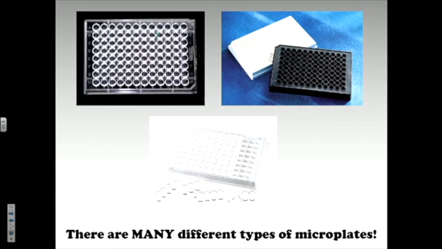They can either come as one big chunk of plastic like this, or they come in strips, which you can break off as strips of 12. Most of the time you can break them off in strips of 8, but that's really nice if you don't need to use a whole plate at the same time. You don't want to waste a plate, you only need to use half of it.